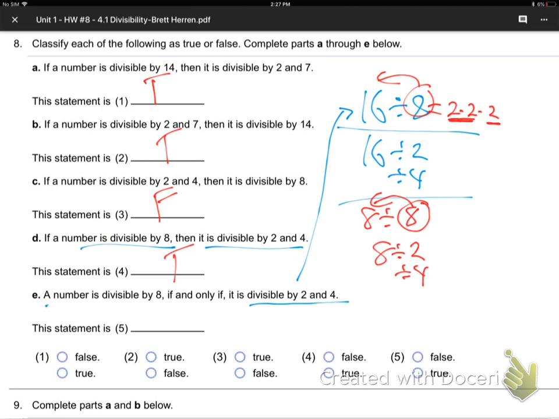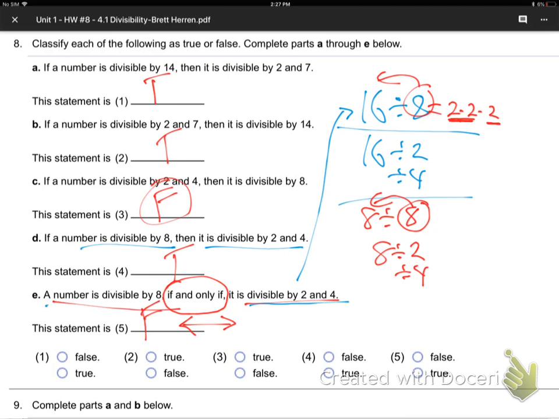Finally, E. A number is divisible by 8 if and only if it is divisible by 2 and 4. That's something they do in higher math. They make these if and only if statements. What it means is the truth goes both directions. It goes that way and it goes that way. We've already proven that it didn't go one of the ways. So this is false.